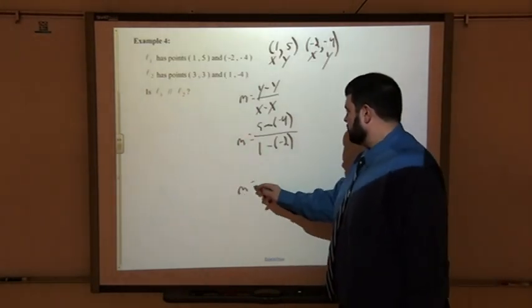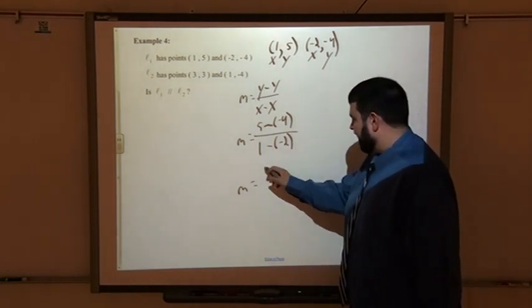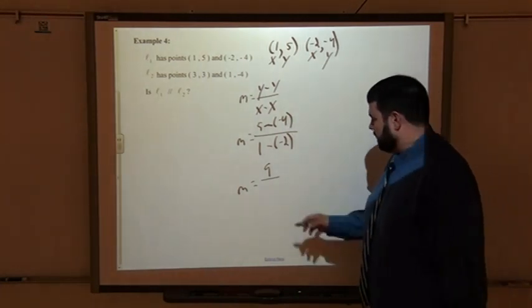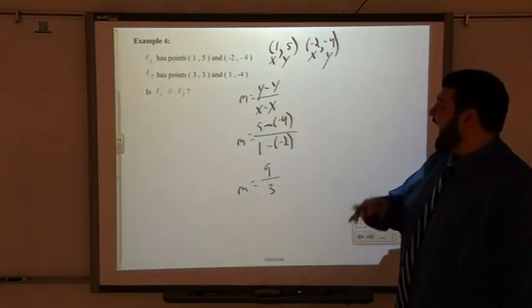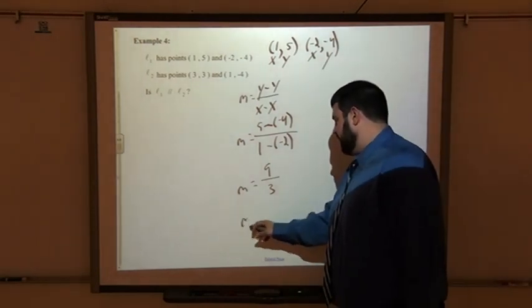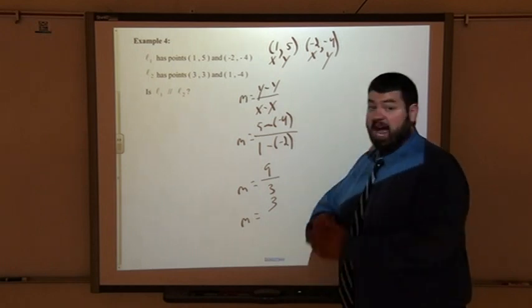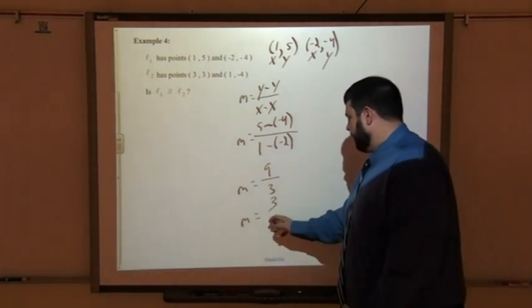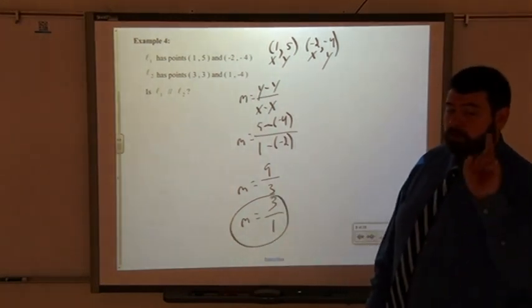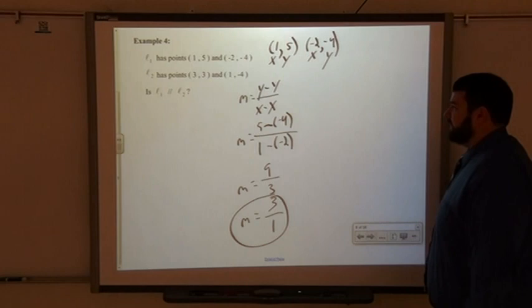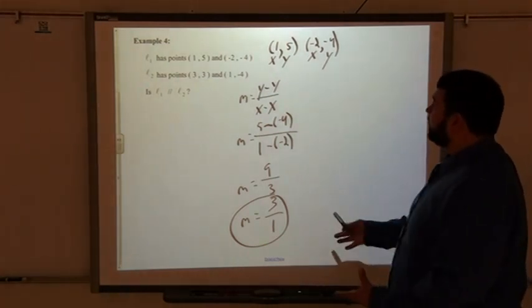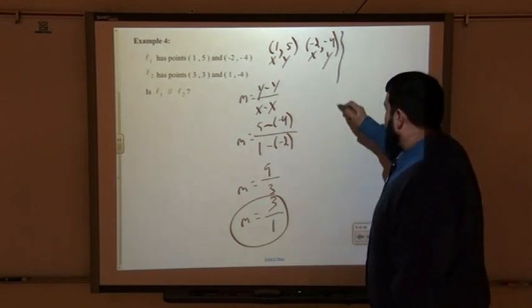So, 5 minus a -4 is the same as saying 5 plus 4, which is 9. 1 minus a -2 is the same as saying 1 plus 2, which is 3. I cannot stop here. I need to simplify my fraction. Now some of you want to say that it's a plain old 3, and you're absolutely correct. But I like to say 3 over 1. And again, you will see why. I promise you. I hate to keep saying that and not do it, but you will see why. Okay, so my slope of L1 is 3 over 1.